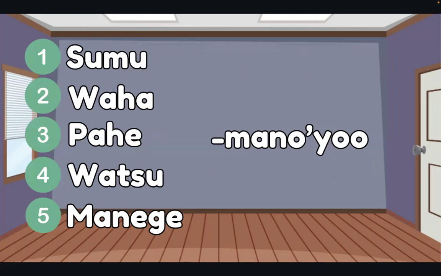So how can we say 10, 20, 30, 40, etc.? Let's look at that. 1, suma. To say 10, we learned this last spring, suma mano yu. 20 would be waha mano yu. 30, Pahimano. 40, Watsumano. And 50, Manigimano.